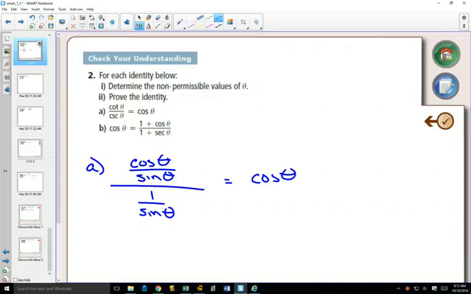Yes? Well, we're not proving it yet. That's a good question. How come I don't have a line there? Because for the first part, we're just trying to say the non-permissible values. You could put a line there, but I'm not trying to prove it yet. I just want to say what the non-permissible values are. So my non-permissible values.